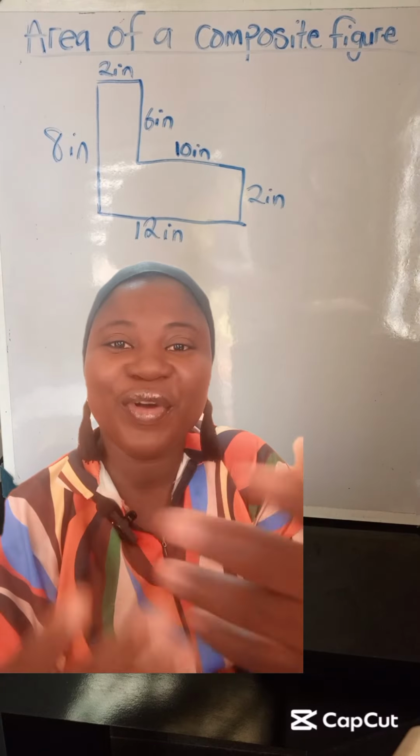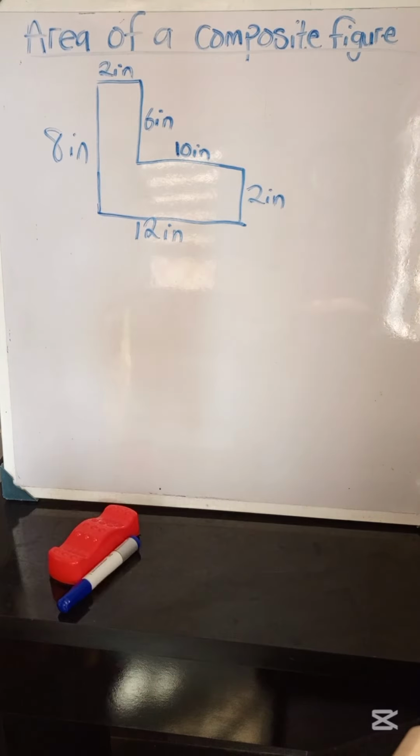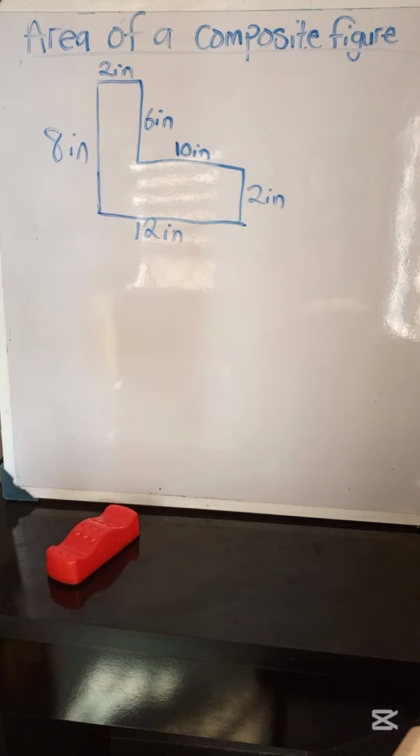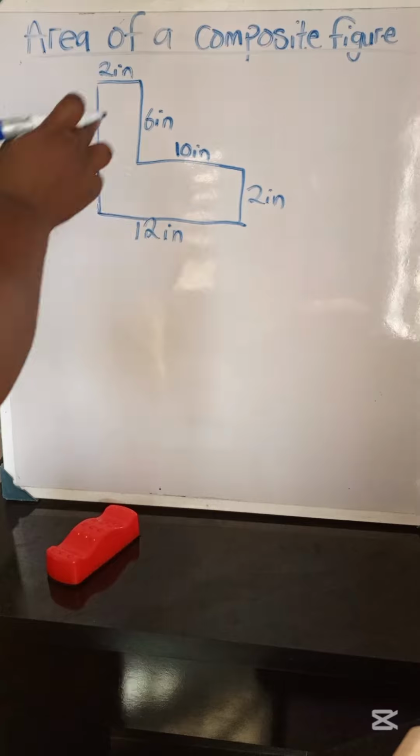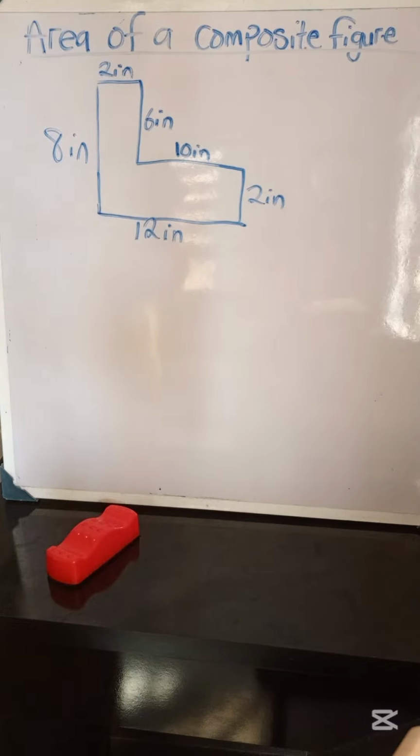Find the area of the composite figure on the screen. The area of a composite figure can be found by simply breaking down this composite figure into smaller shapes. And when we look at this composite figure, what can we break it down into?